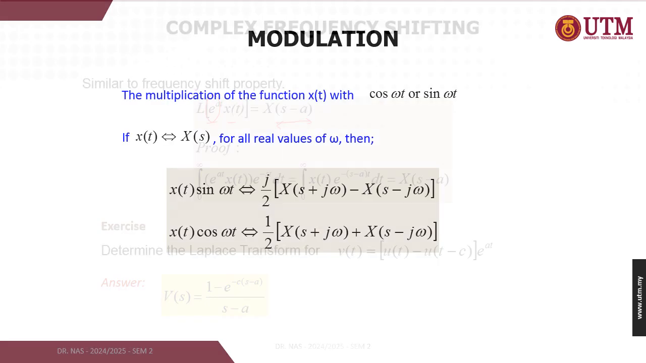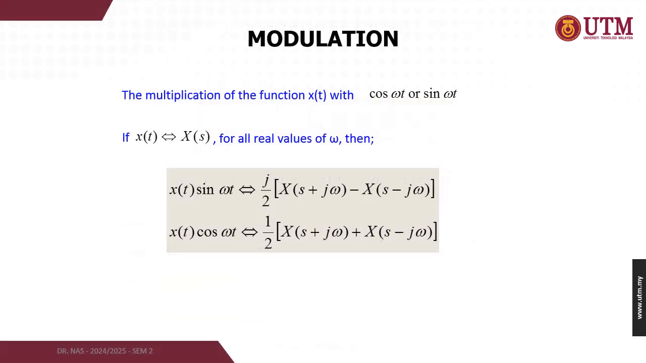Okay, next slide is the last property on modulation. When you have a function multiplied by sine or cosine function, so the Laplace transform is as follows. Okay, so you can refer to the table in which omega is the real values.